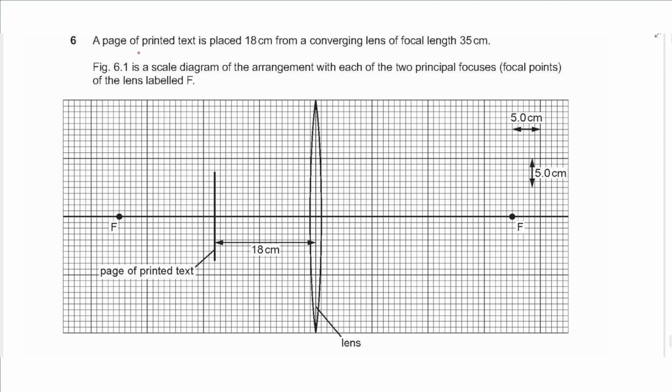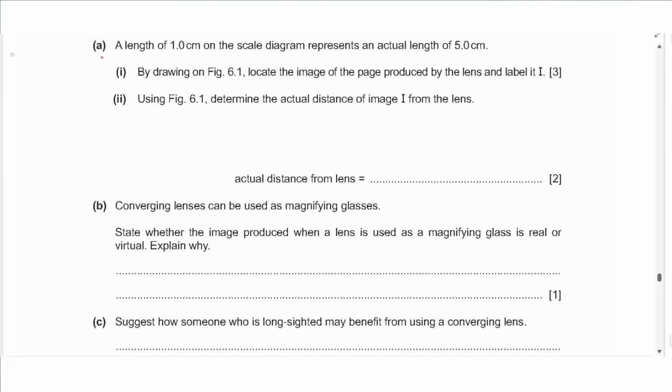Question 6 says a page of printed text is placed 18 centimeters from a converging lens of focal length 35 centimeters. So this distance is less than the focal length. Figure 6.1 is a scale diagram of the arrangement with each of the 2 principal focuses of the lens labeled F. Question A says a length of 1 centimeter on the scale diagram represents an actual length of 5 centimeters. Part I says by drawing on figure 6.1, locate the image of the page produced by the lens and label it I.